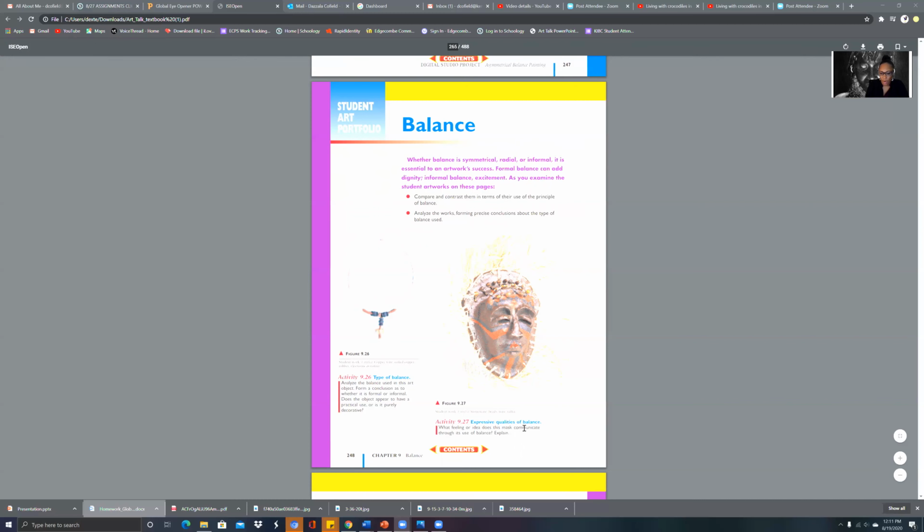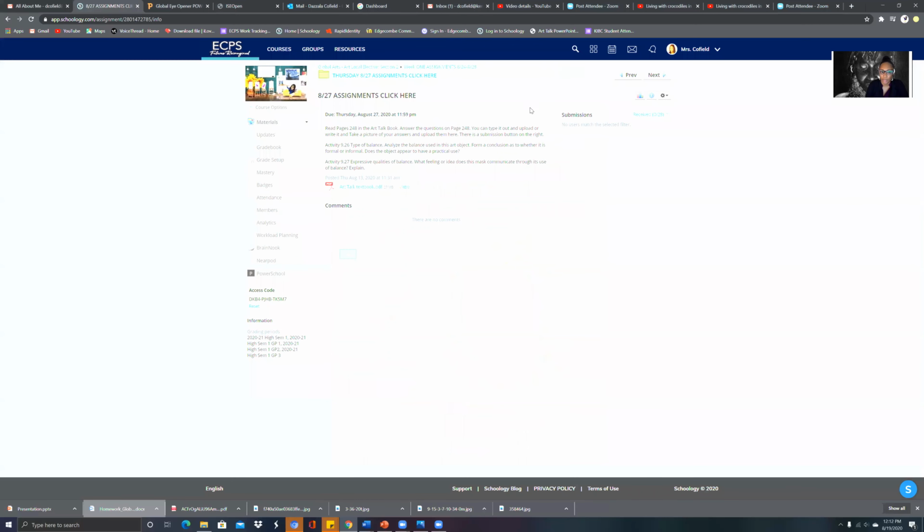What feelings or ideas does this mask communicate with its use of balance? And it is symmetrical balance. It is representing formal balance, okay? So the answers to the question, you just read through. You can scroll back up and read through the balance section as well if you need to add to that.